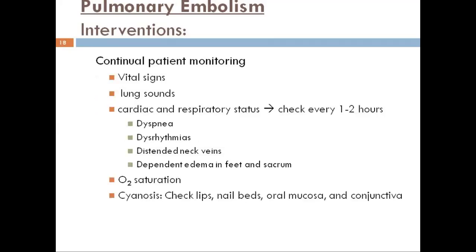All right. So what are some of the continual patient monitoring that can be done as a nurse?